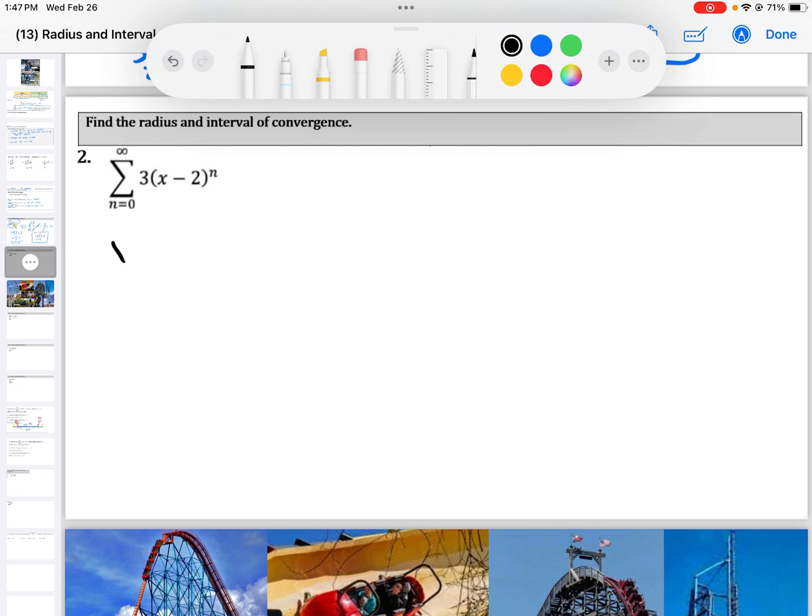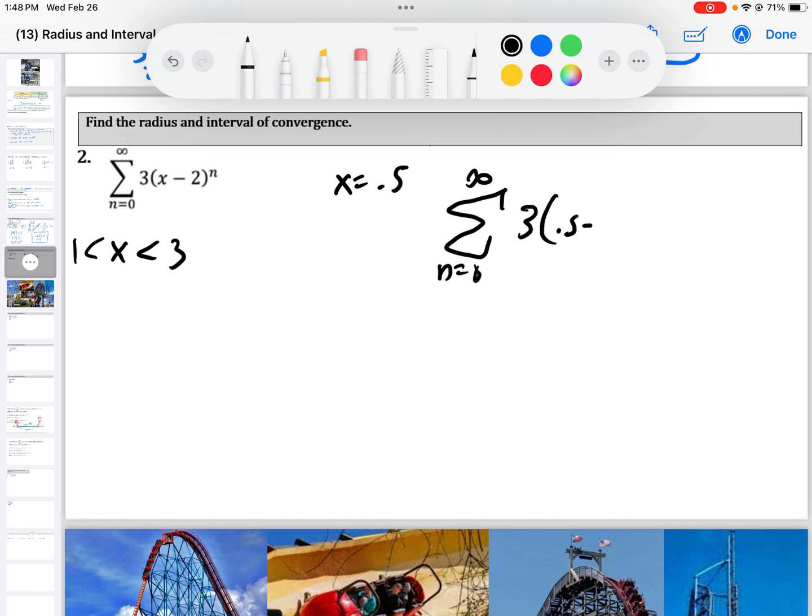Now on the, oh, are you kidding? All went okay. All right, so let me write that one part down again. So I got x's in between 1 and 3. I tested when x was 2.5, it converged. When I tested 1.5, it converged. Let's just test for fun x equals 0.5.